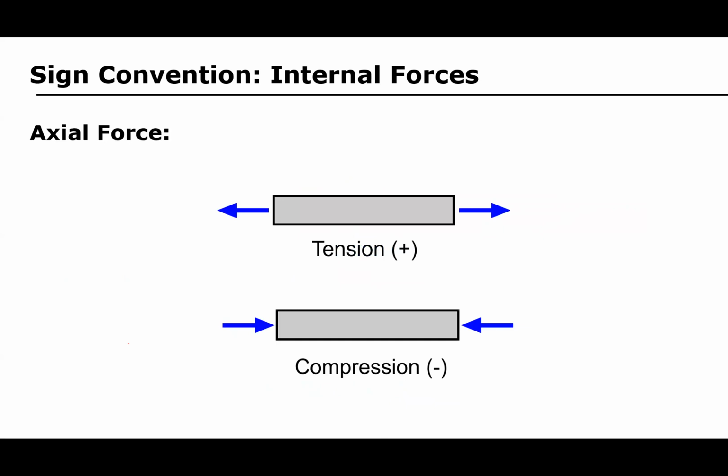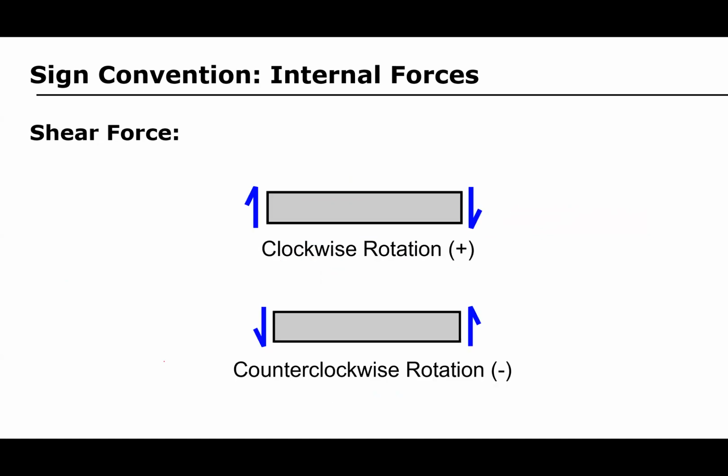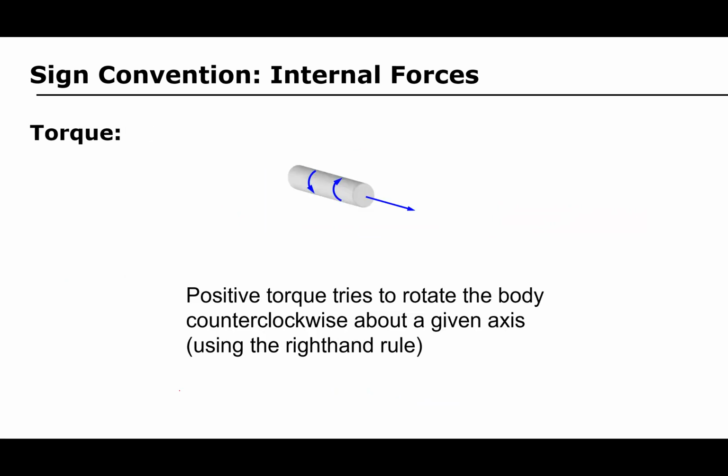Now, for axial force, similar to trusses, when you have two forces coming out of your member and pulling it, it's called tension and positive. Pushing in is compression, and negative. For shear force, if your forces are making a clockwise rotation, it's positive. See, this is the difference. Clockwise rotation, positive. And if these shear forces are making a counterclockwise rotation, it's called negative.